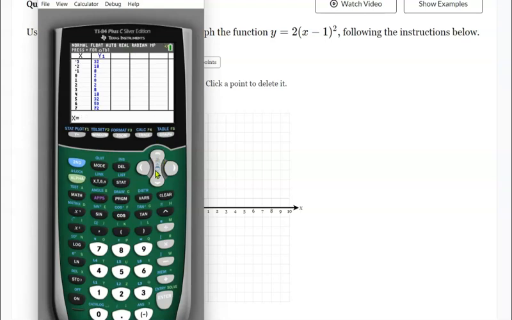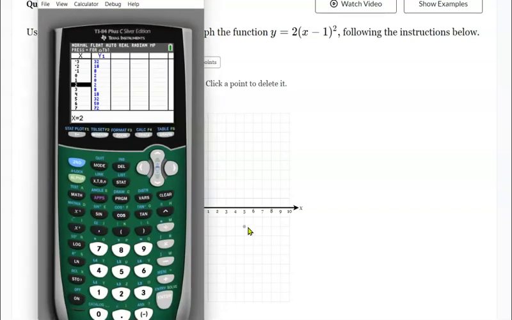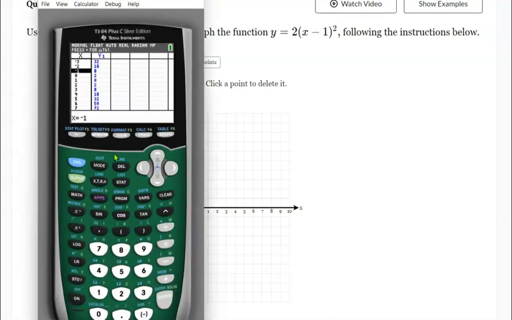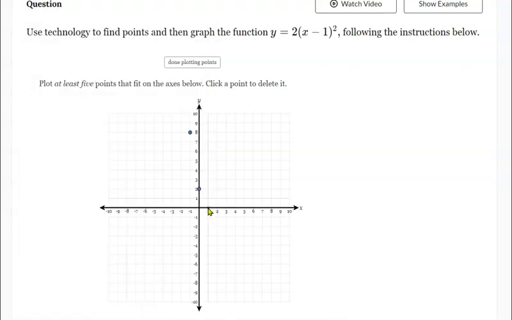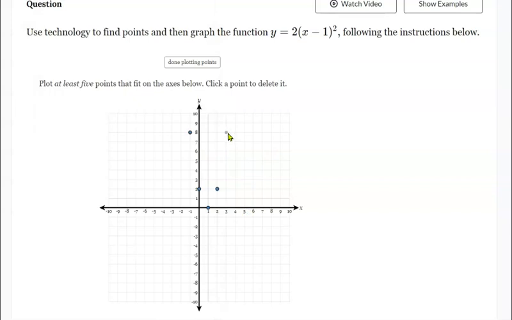Now again, you can move up and down this table by clicking the up and down arrows. And I see here I've got -2, 18, but my graph only goes from 10 to -10. So that's not a plot point I'm going to plot, so maybe I'll plot -1, 8, 0, 2, 1, 0, 2, 2, 3, 8. Look, I'm seeing some symmetry here.